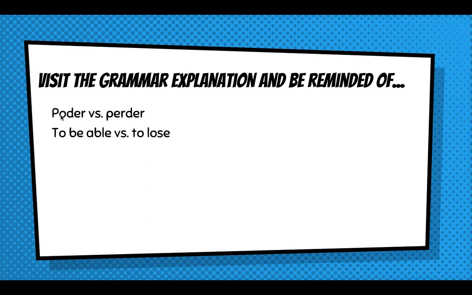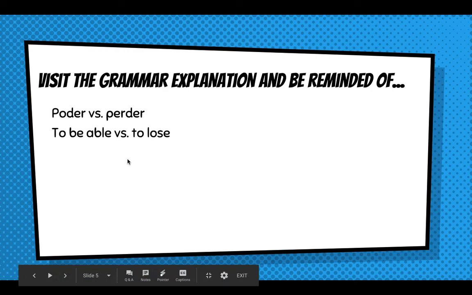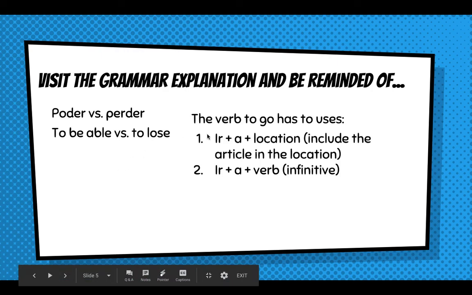So there were a lot of issues with the verb poder versus perder. Poder is to be able to do something, and perder is to lose. Poder is an O to UE, and perder is an E to IE. So there were quite a bit of issues with this particular verb.